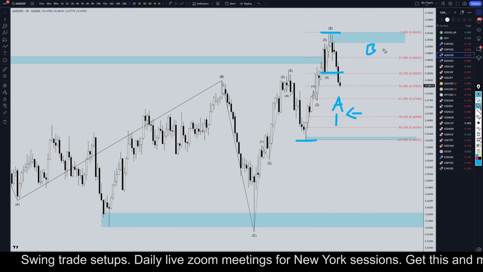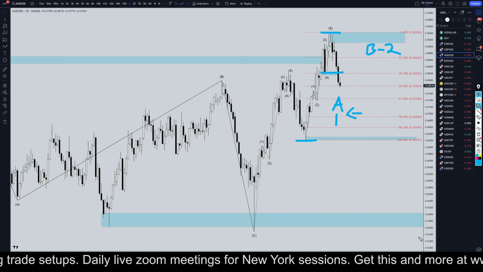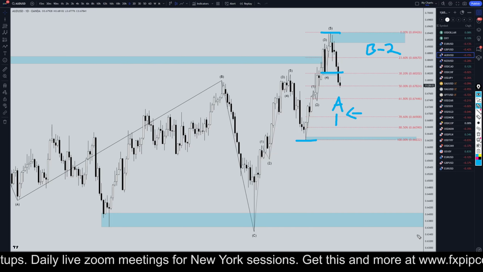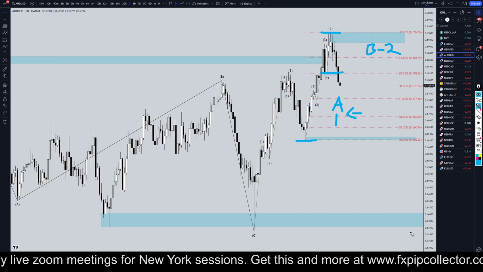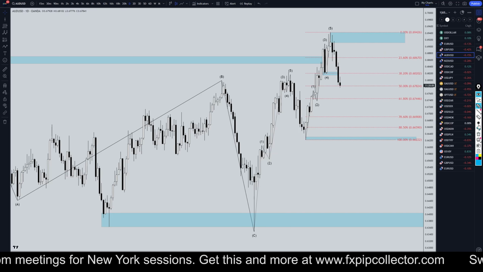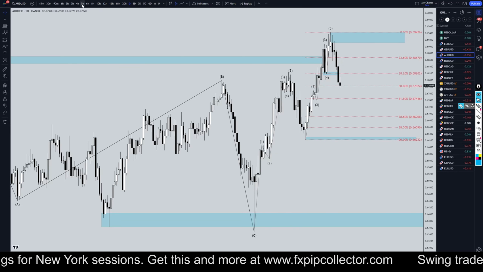Eventually, it'll make a wave B and a wave 2, and the trading strategy is exactly the same for a wave B and a wave 2, which would be looking for longs on shorter time frames. So right now, in my opinion, it's not really important to know the difference as of yet.